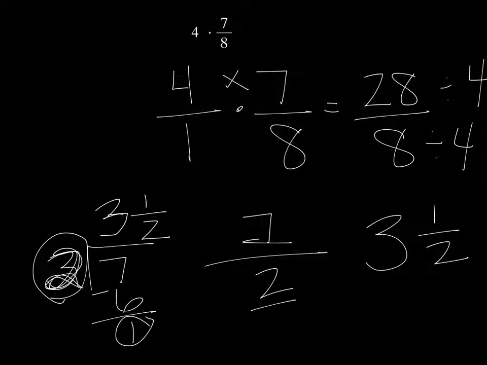Now, 4 times 7/8. I want to talk about that another way. 4 times 7/8, which I'm sure a lot of you are going. So if I do this over 1, now here's what I can do. I can see that I have a 4 and I have an 8.